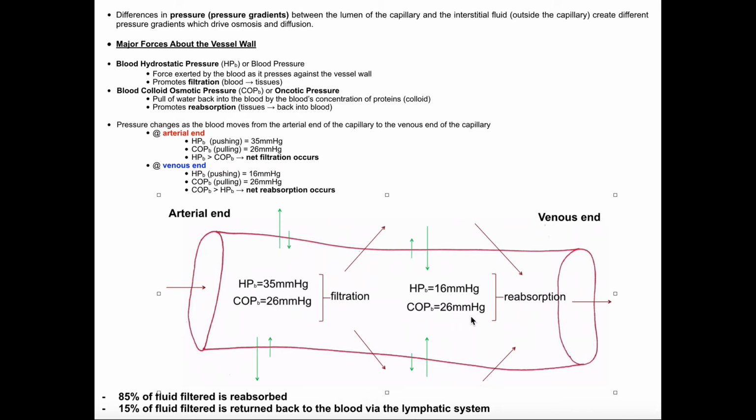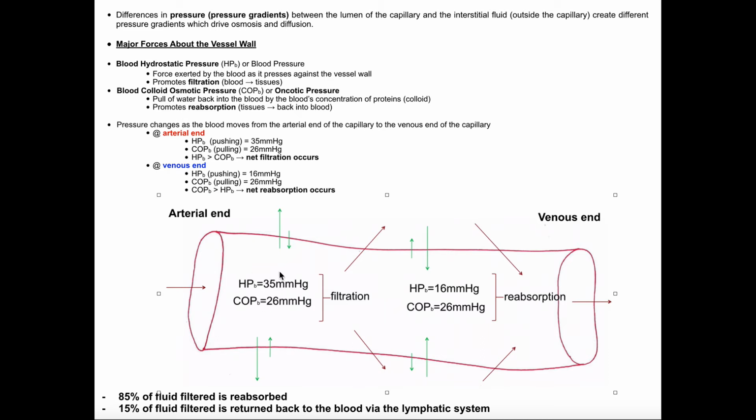Now, notice at the arterial end, the colloid osmotic pressure is about 26 millimeters of mercury. Also notice that as we go to the venous end, the colloid osmotic pressure doesn't change. It's 26 millimeters of mercury wherever you are in the capillary. What changes is the blood hydrostatic pressure. At the arterial end, it's 35 millimeters of mercury. At the venous end, it drops to 16. So we have a pressure gradient between the hydrostatic pressure and the colloid osmotic pressure.